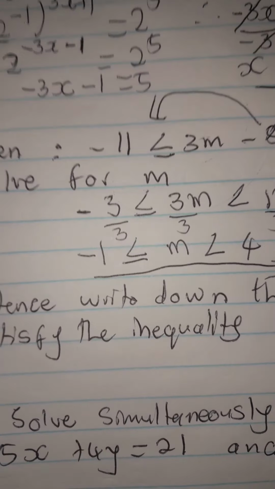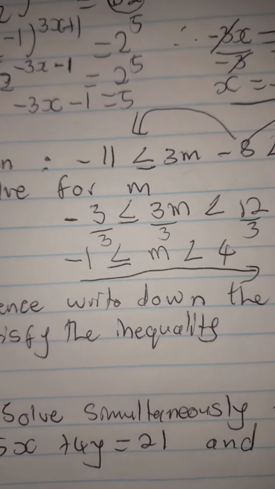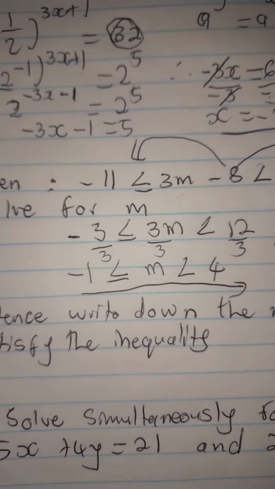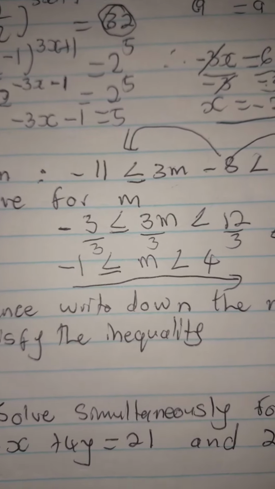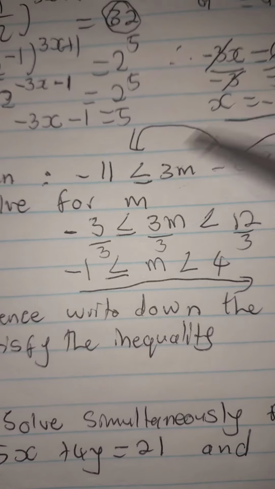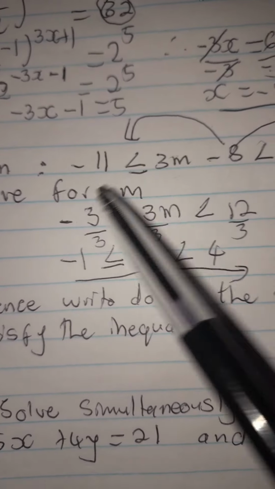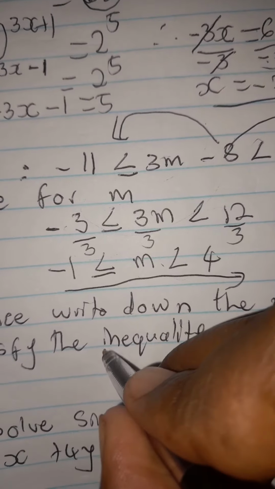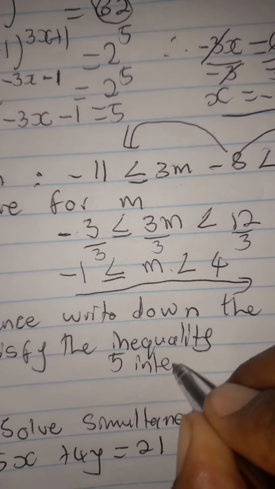You just have to know the integers, right? Our integers will be negative 1, we have negative 2, negative 3, 0, 1, 2, 3. So you will test them to see how many satisfy this inequality. So in this case, there will be 5 integers.